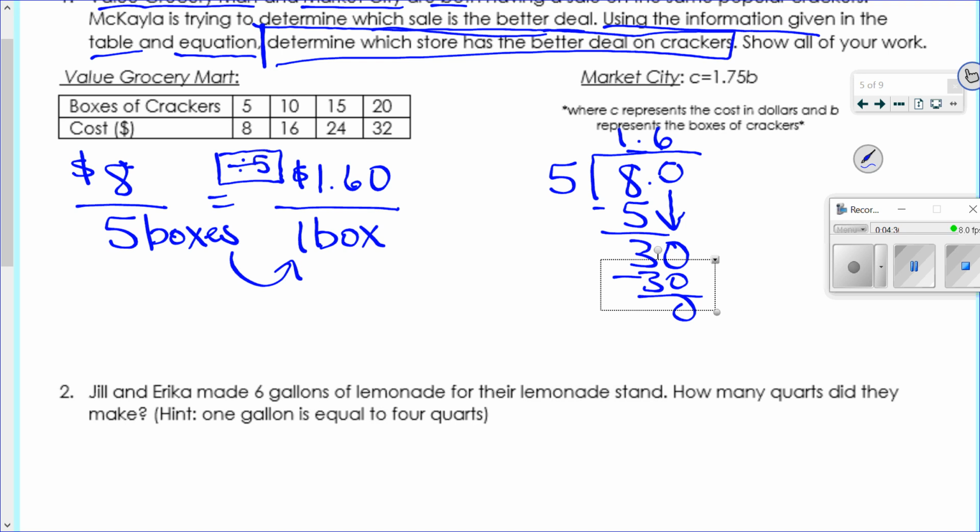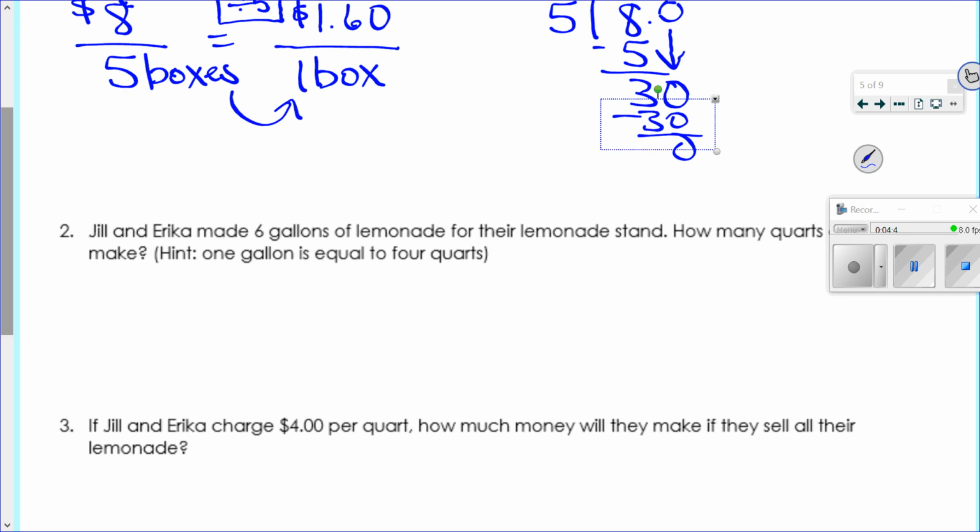This is $1.60 per box. Who has the better deal? Who, Avery? Good. Okay, Value Grocery Mart has the better deal. If I ask by how much, you can tell me. Good job.